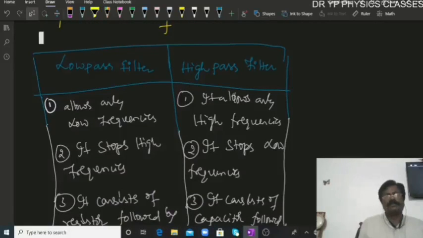I think this is the end of this particular small topic which I discussed now. What are filters? What are different types of filters? What is a low pass filter? What is a high pass filter? And how a low pass filter is constructed, how it is working, and what is the frequency response graph and expression for the cutoff frequency, and also the high pass filter, expression for the cutoff frequency of the high pass filter, major differences between the low pass filter and the high pass filter. All these things I have discussed, and also the definition for the cutoff frequency.